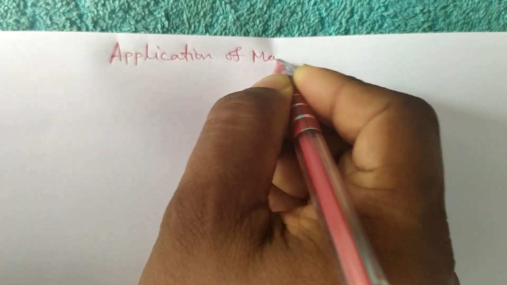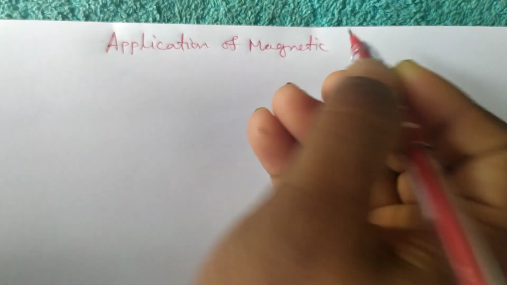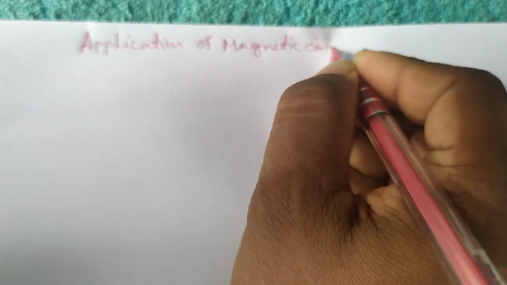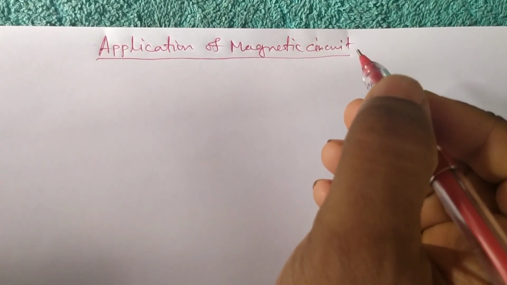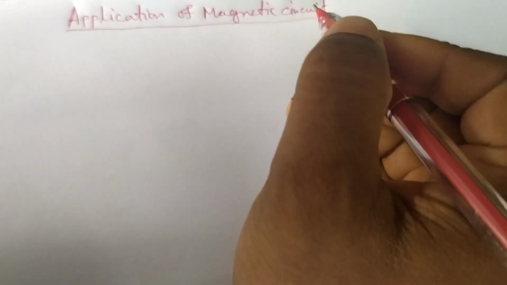Today we will discuss one important application of magnetic circuit. We already know what a magnetic circuit is; I am just recalling this. We know that magnetic flux lines form a closed loop.